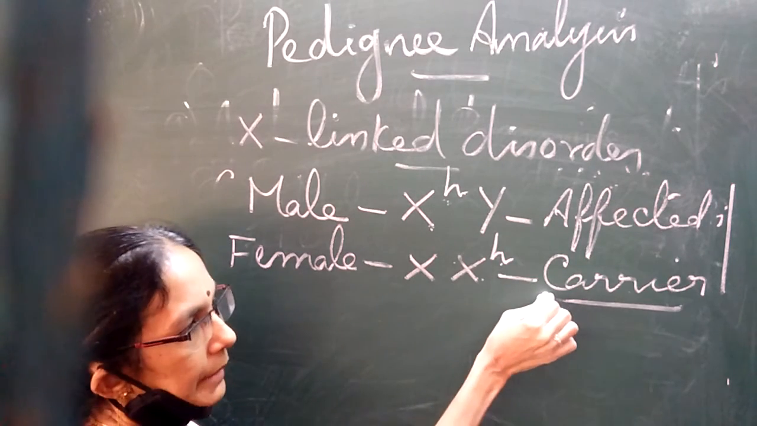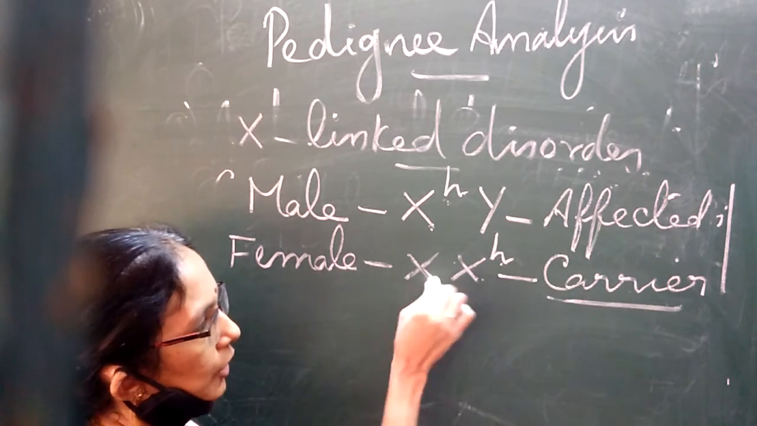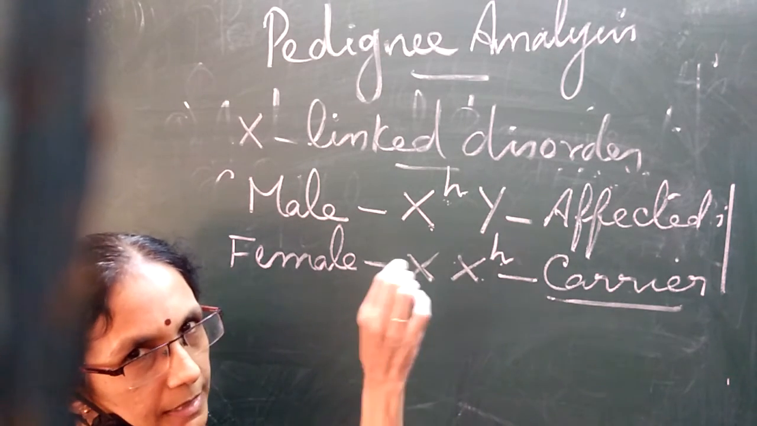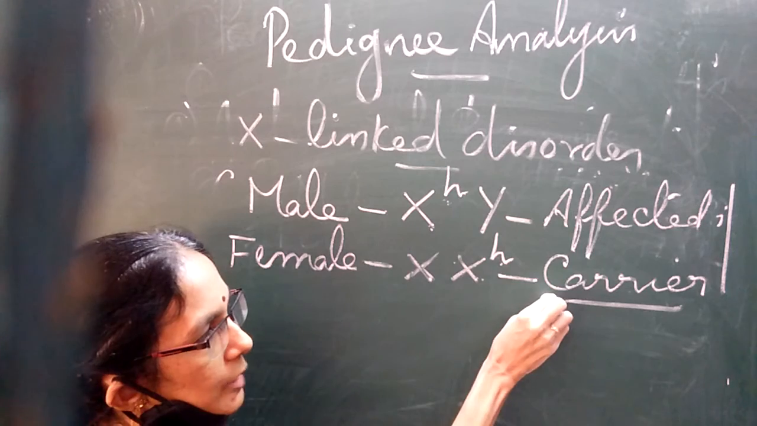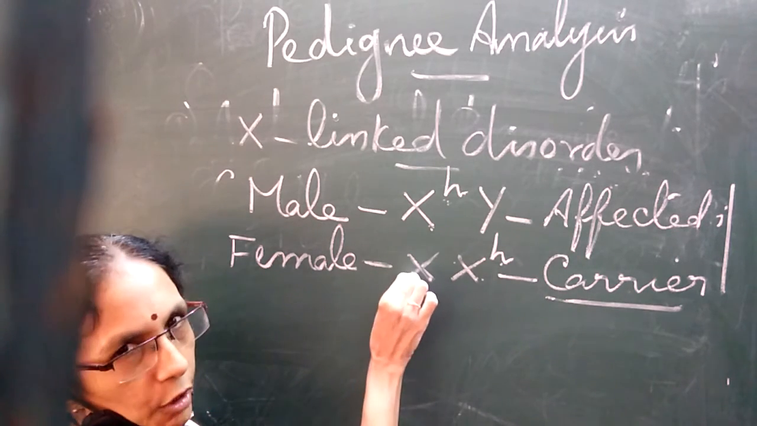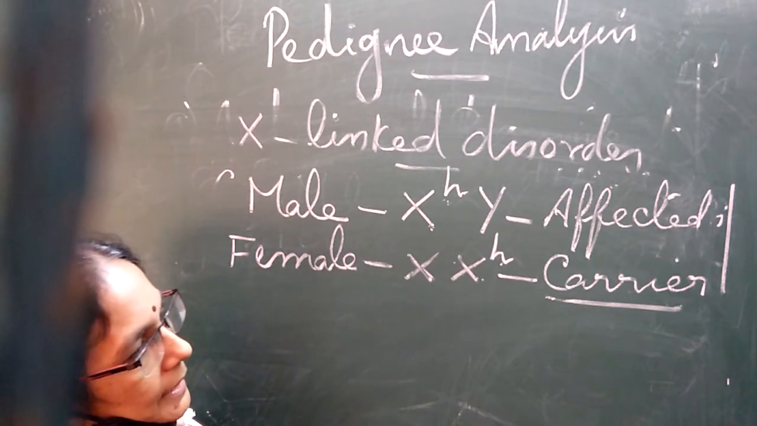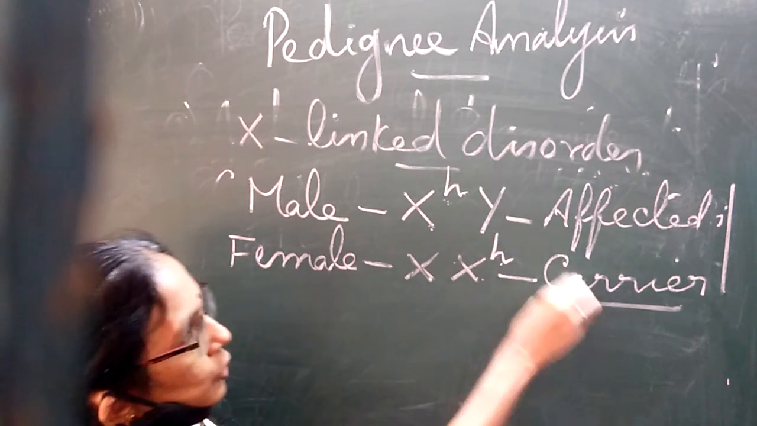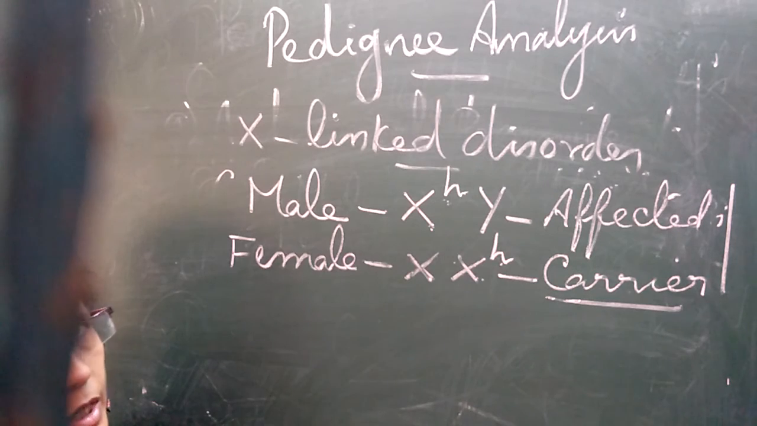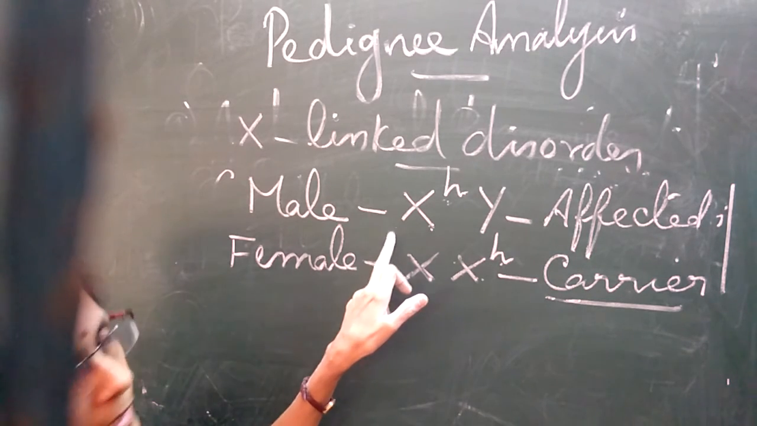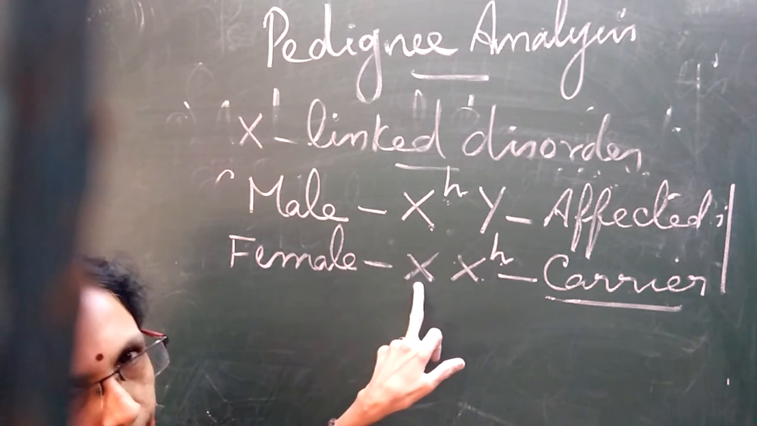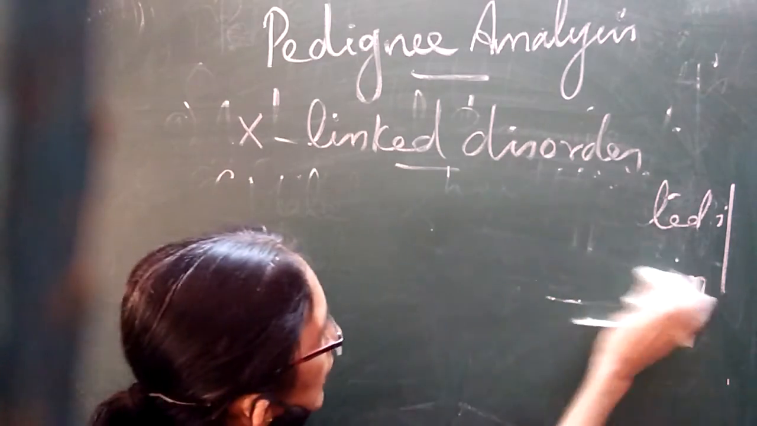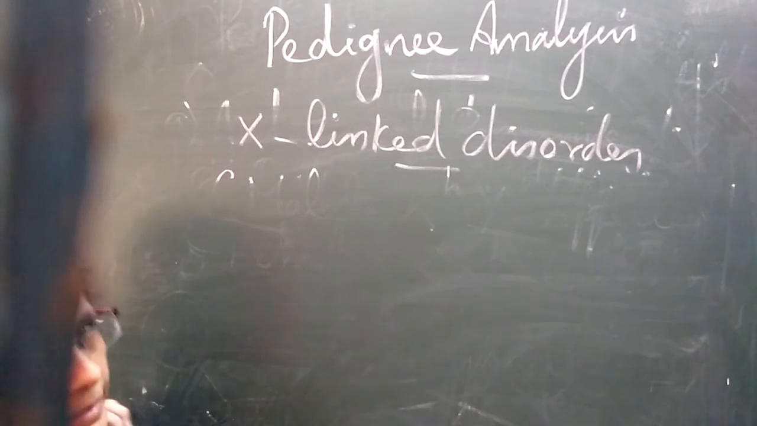Why carrier? Because in her body, the disorder will not express itself. Why is it not expressing? In presence of the dominant one, the recessive one is not able to express itself. So she is the carrier. So in case of sex-linked disorder, mainly recessive disorder, male is affected and female is not affected. Then a question arises, under which condition will a female be affected?